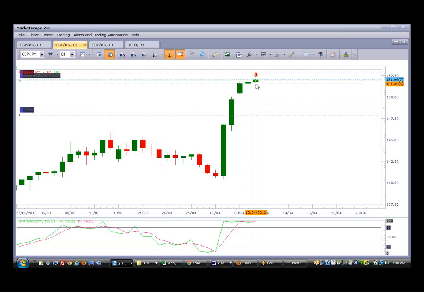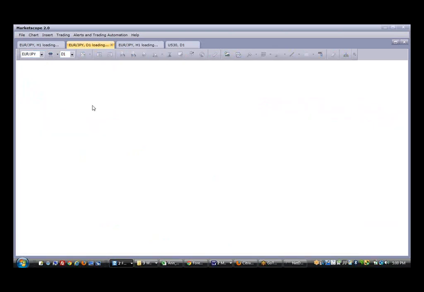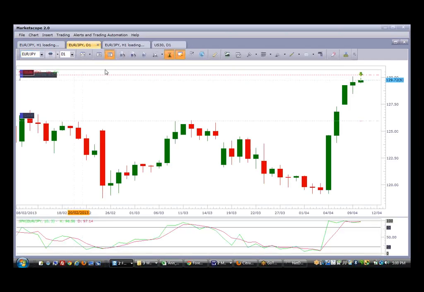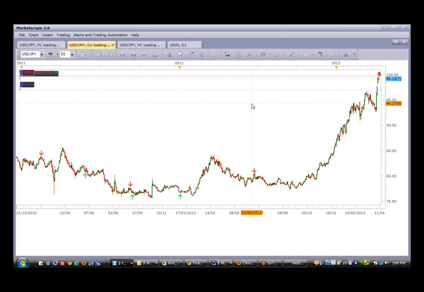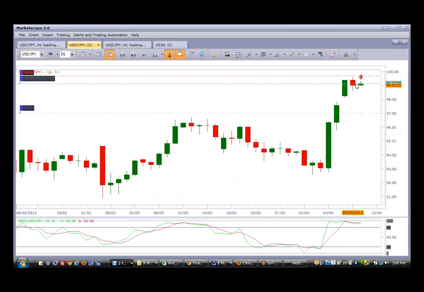So we need to see what this candle finishes. So it's similar to euro yen. Same thing as well, and then also the dollar yen. The dollar yen is probably a better bet.